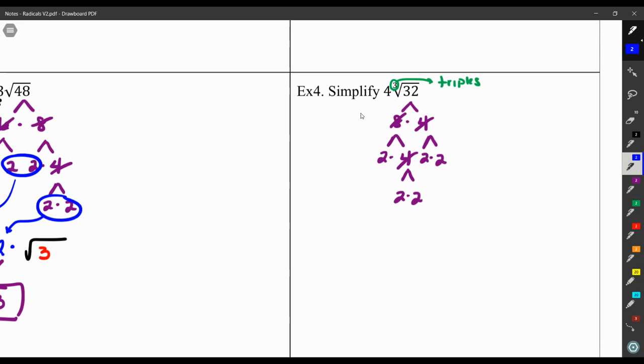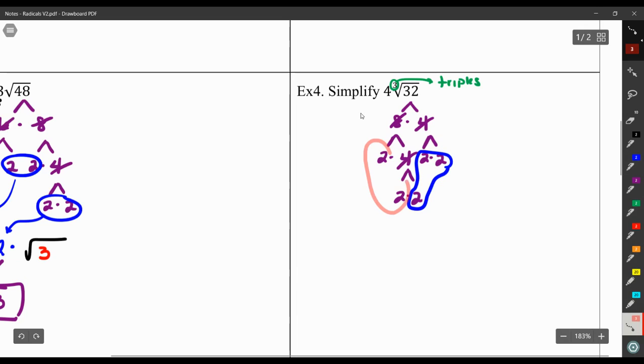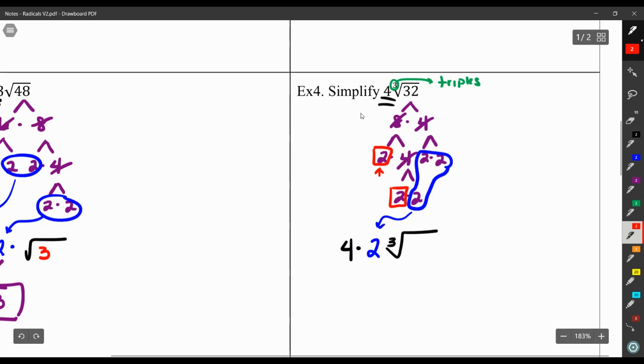So since it's a cube root, we're going to group in groups of 3. So 2, 2, and 2. Now I can't group these together because there's only 2 of them. I need 3 to create a group. So those 2's are going to have to stay inside your cube root. So we have the 4 from the very beginning, 4 times the single group of 2's that we can take out, times the cube root of this 2 must stay, times this 2 has to stay. And everything gets multiplied together.